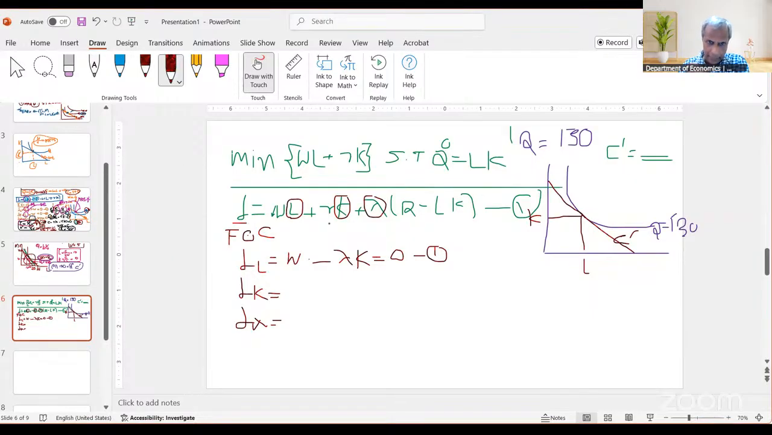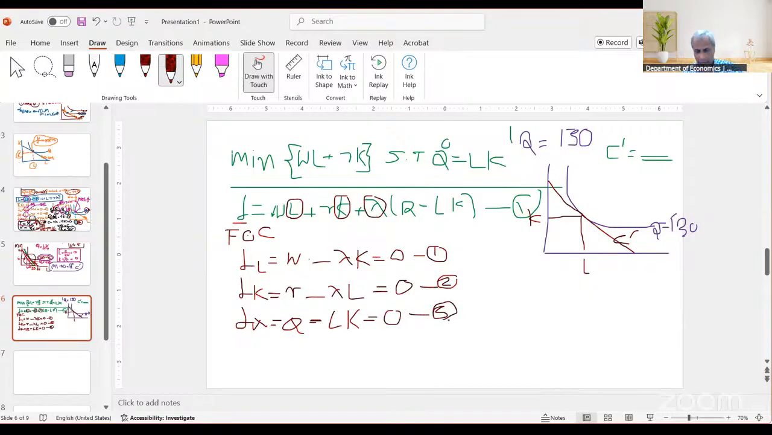And with respect to A, also you get the R, L, 0, you get the second equation, like that. Now, with respect to lambda, you can get the Q equal, sorry, Q minus LK equal 0. Like 3 unknown variables, 3 equations, then you can sort it out.